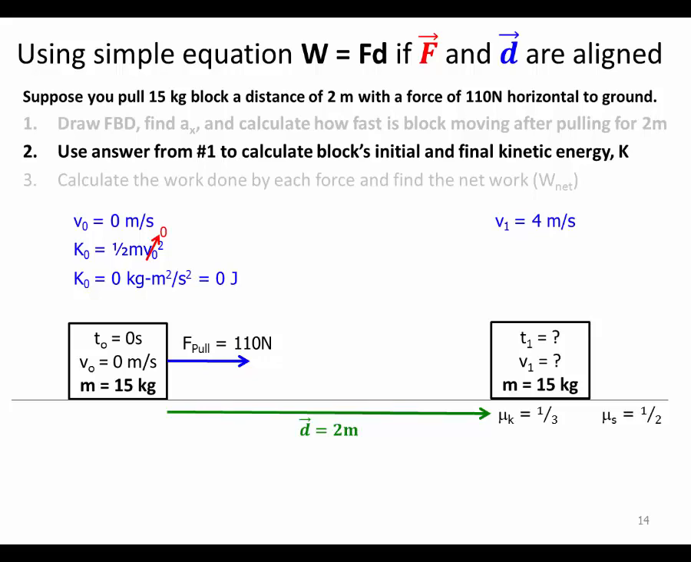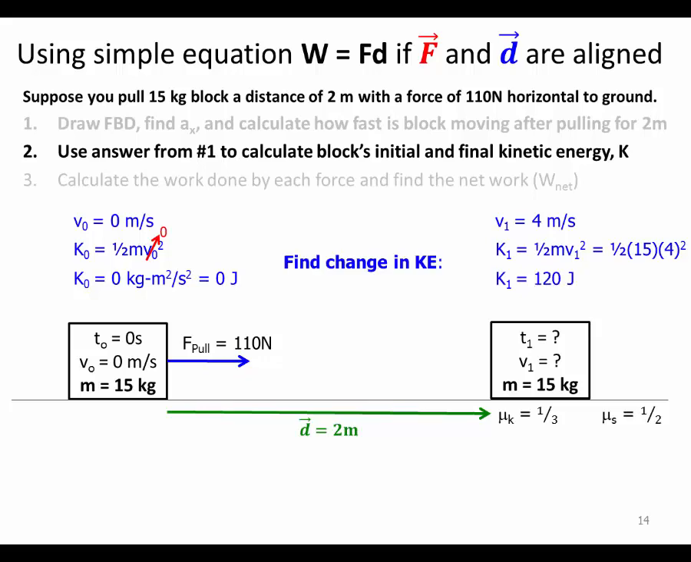And after we push it for 2 meters, our velocity is now 4 m/s, and we've imparted energy to the box. That's what our work did. Our work created a new form of energy. If we do our little calculation here, KE equals 1/2 mv². Square the velocity, 16, and half of 16 is 8, times 15 is 120 joules.